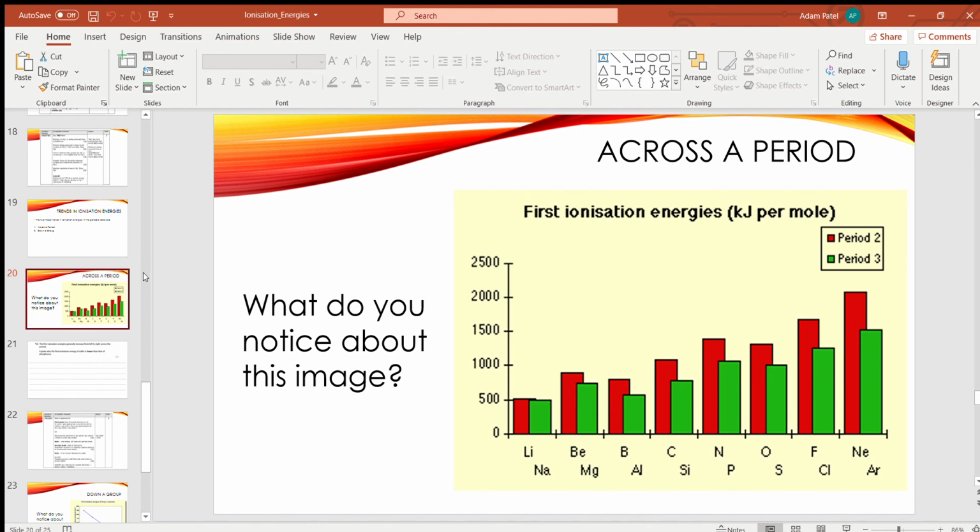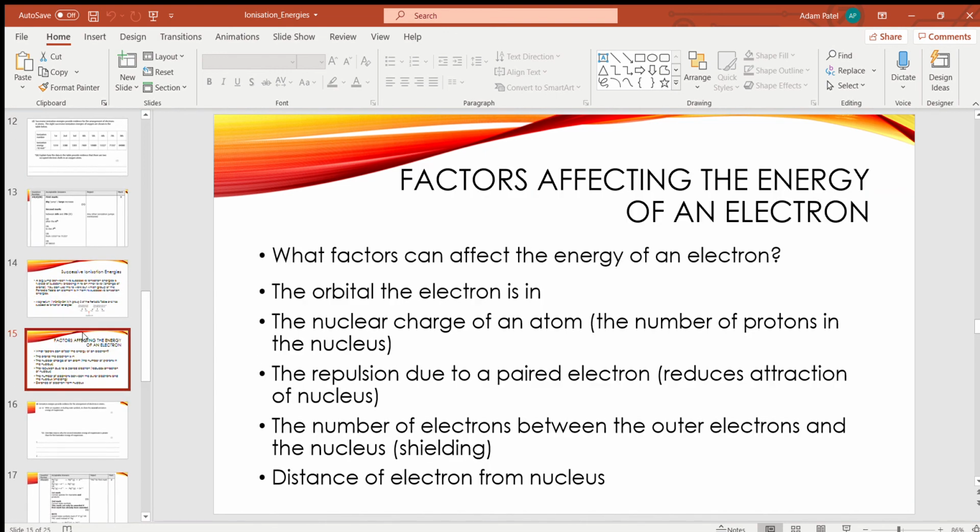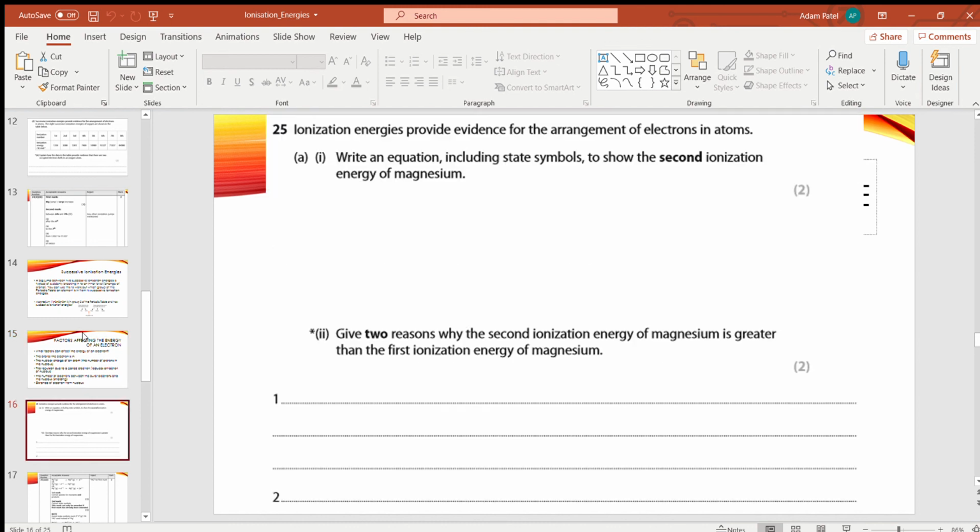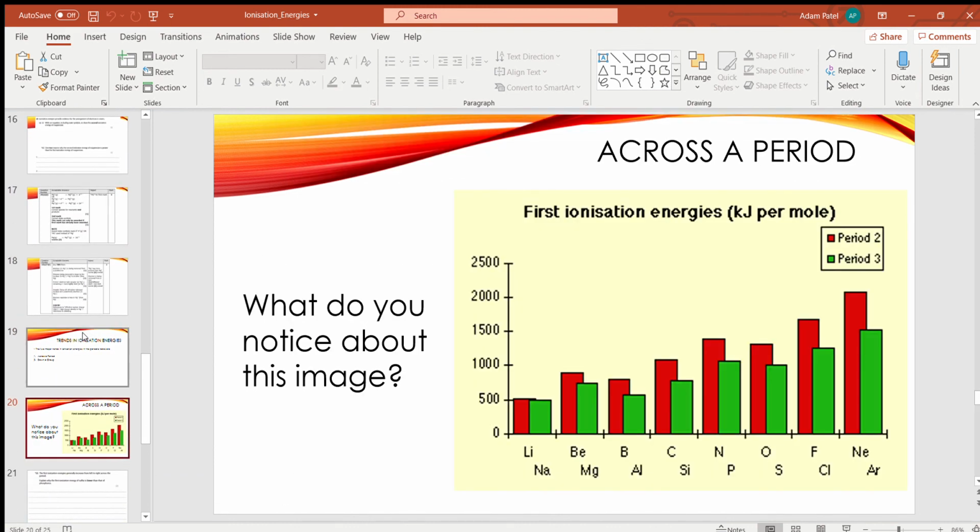As we mentioned as one of our factors affecting the energy of an electron, the nuclear charge is the number of protons in the nucleus. So the more protons in the nucleus, the more ionization energy you require to remove the electron, because there's more attraction between the nucleus and the outer electron. So the more positive protons you add to the nucleus, the greater difficulty you have removing the outer electron.